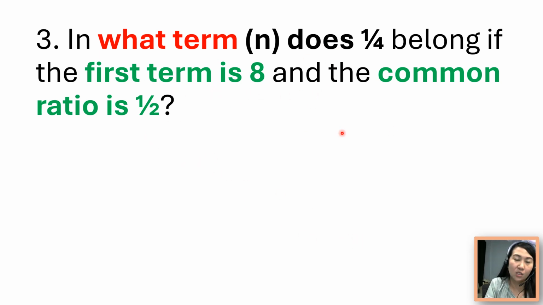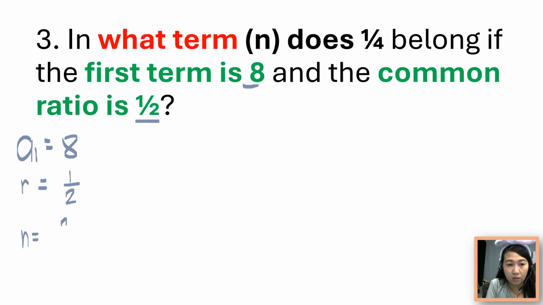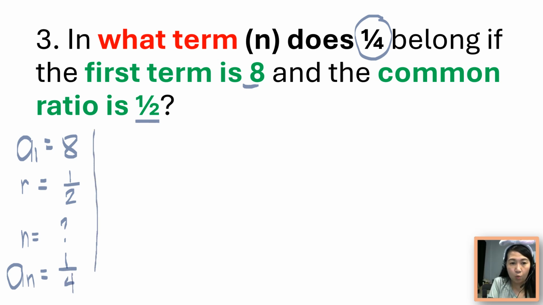Okay, so if you'll notice, we have here fractions as our given. So let's still follow our same steps. Step number 1. So we need to identify our given. A sub 1. What is our A sub 1? That would be 8. Next, we have the common ratio. That is r. That will be 1/2. n is unknown. And the value of the A sub n, or the last term, the term that we're looking for, is 1/4. Okay, this is step number 1.